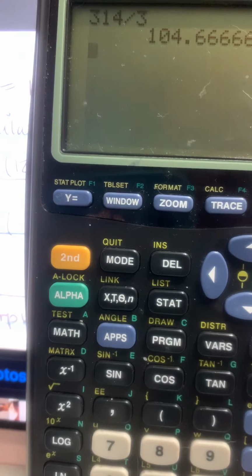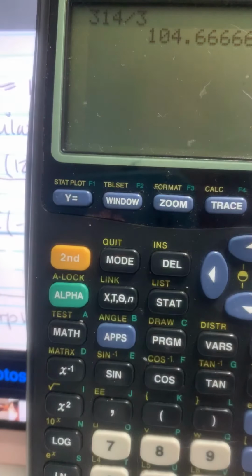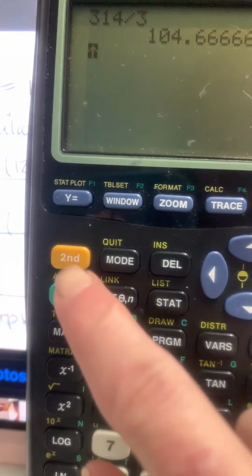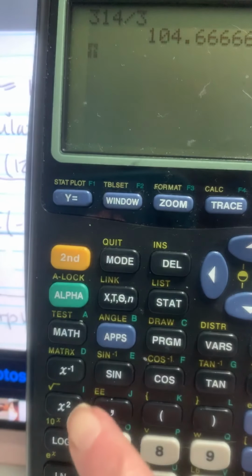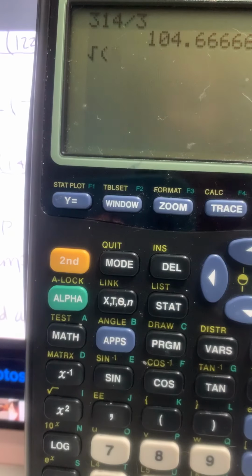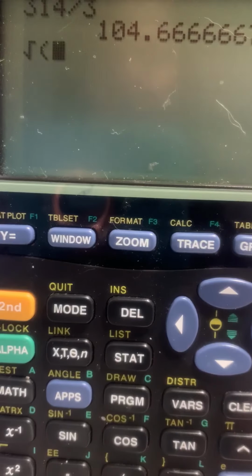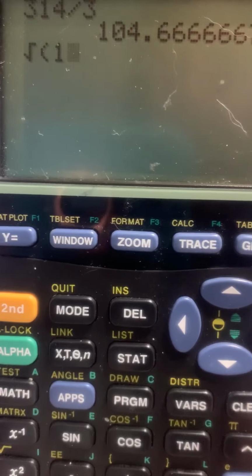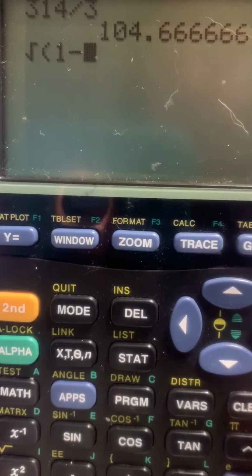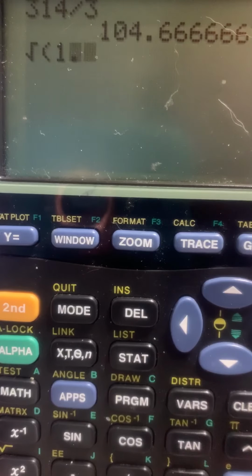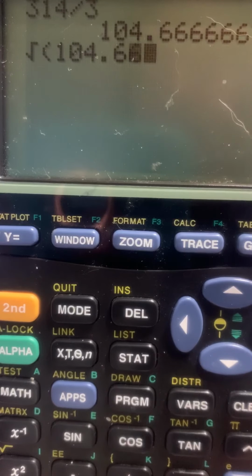So how do I take the square root? You hit square root, or you hit the color, and then you hit that button. So what do I want to take the square root of? Take the square root of whatever the last thing you typed in was. 104.6666. Okay, and then close the parentheses.